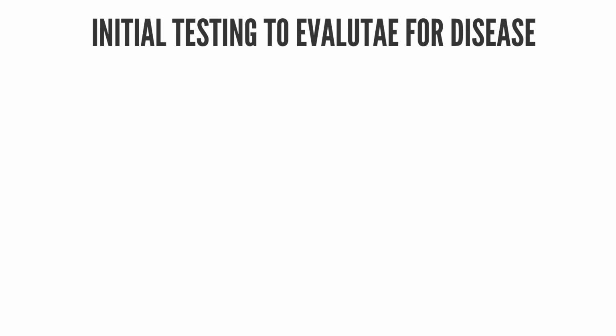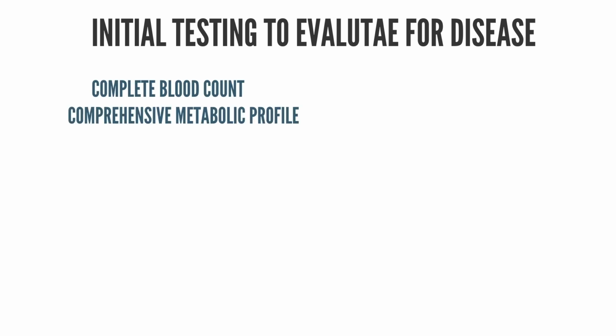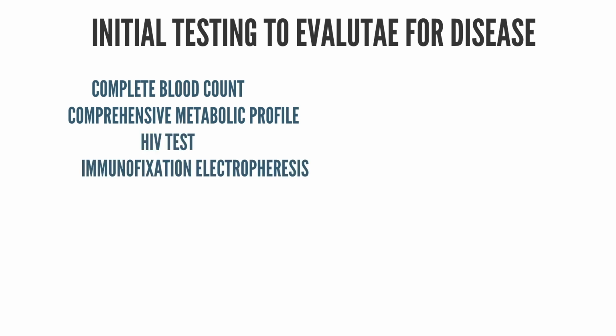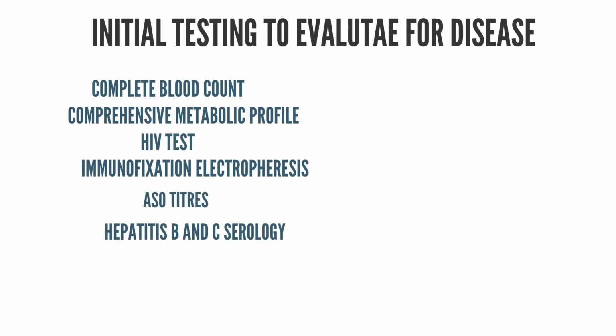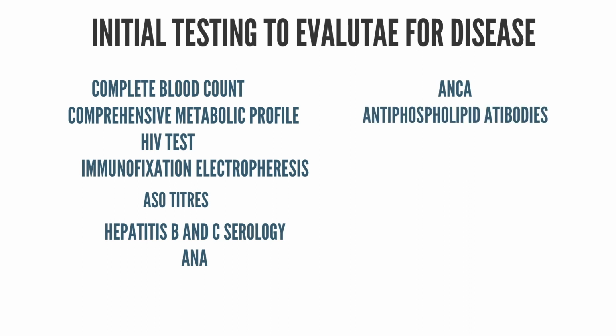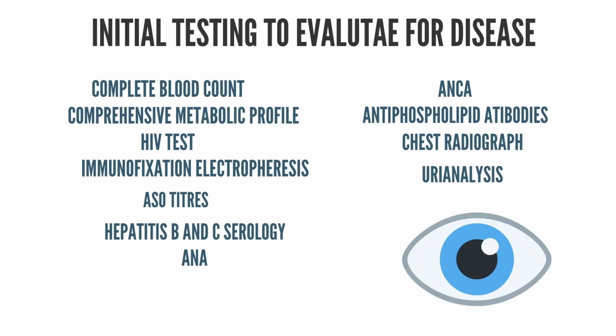Once the diagnosis of erythema elevatum diutinum is made, the possibility of an associated disease should be considered. Appropriate initial tests to evaluate for underlying diseases include complete blood count, comprehensive metabolic profile, HIV test, immunofixation with electrophoresis, anti-streptolysin O titers, hepatitis B/C serology, antinuclear antibodies, anti-neutrophilic cytoplasmic antibodies, antiphospholipid antibodies, chest radiograph, and urinalysis. Specific testing for other infections or autoimmune diseases should be based upon the presence of suggestive signs and symptoms or patient's history. Performance of a complete review of systems and physical examination is optimal.